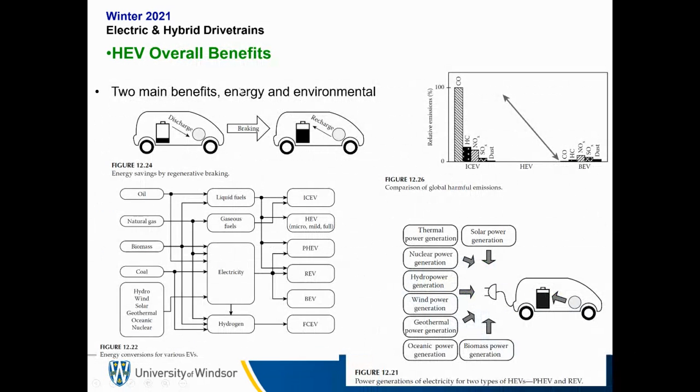Okay, so what are the overall benefits? The overall benefits are energy and environmental. The first thing is regenerative braking. This is by far the biggest advantage of hybrid electric. When you're accelerating or driving at a constant speed, your battery is discharging. You brake, and during the braking, instead of turning all the energy from braking into heat, part of it is turned into electrical energy and stored in the battery.